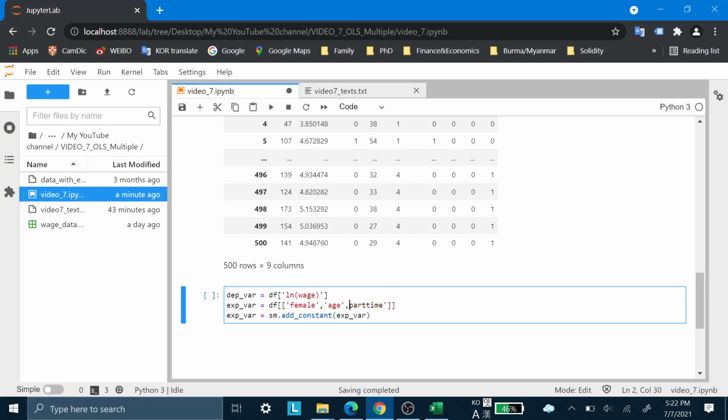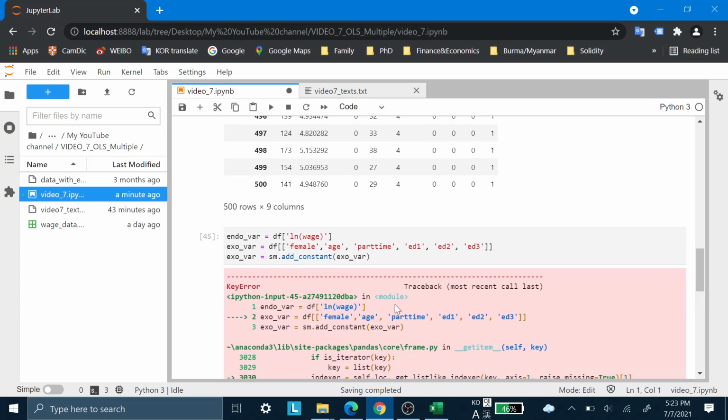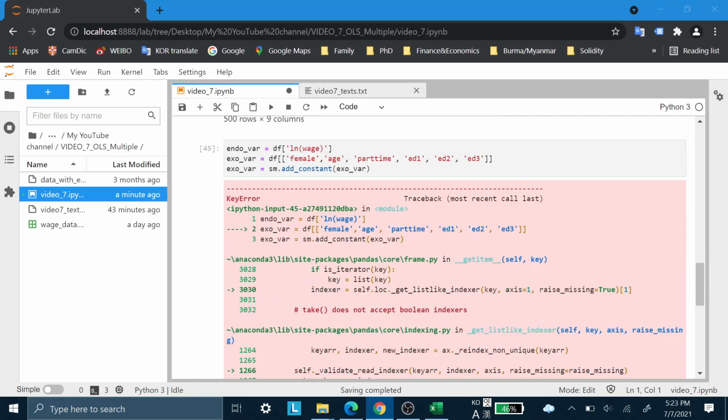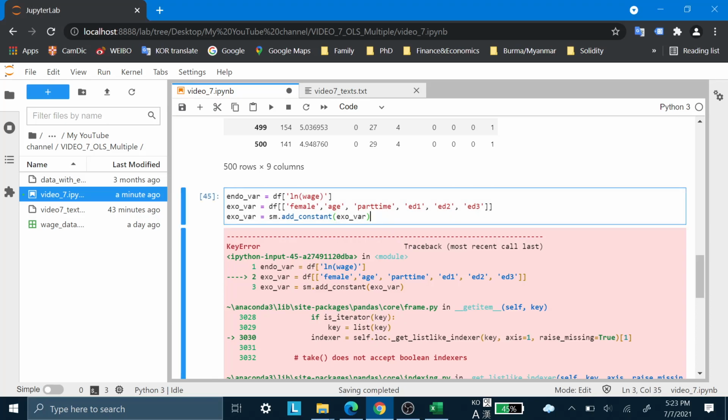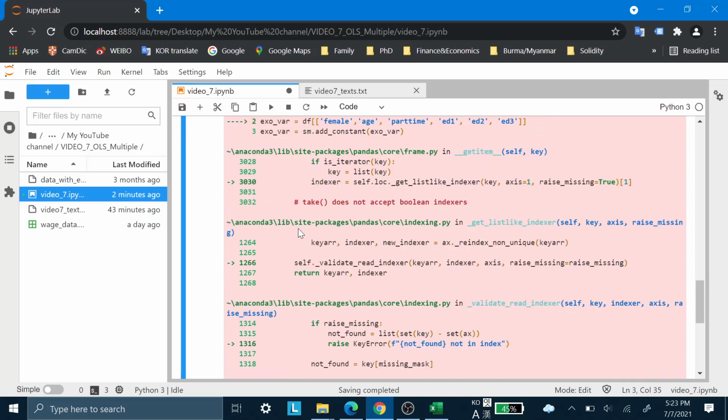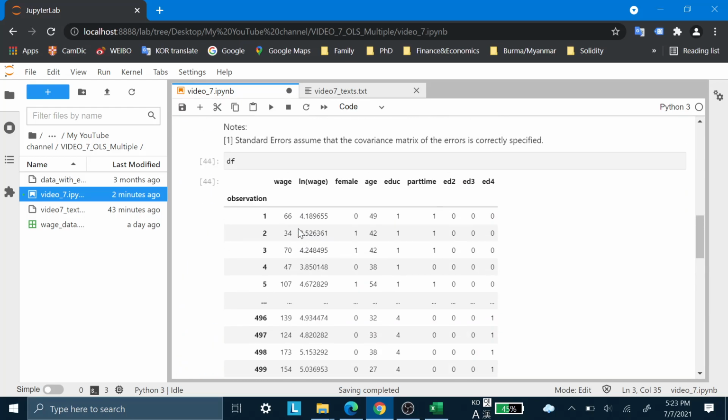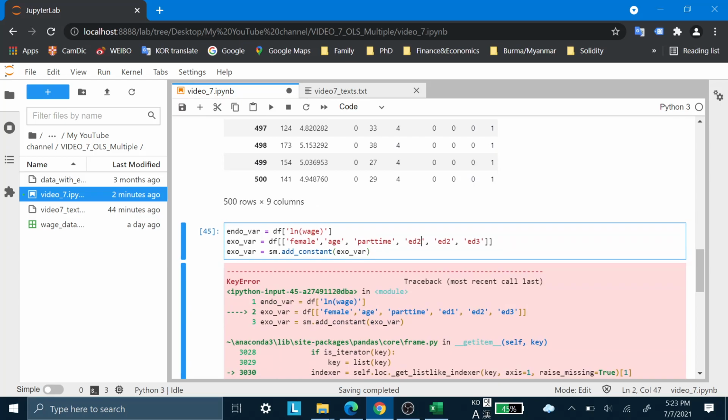So I will remove this education, and instead of this education, I am going to put ed2, ed3, and ed4. I need to change the name. So let's call it endo, and let's call it exo. Good. Oops, what is wrong here? I don't think anything is wrong here. ED1 not index, cannot be. Oh, sorry. Yeah, it should be ED2, ED3, and ED4. Awesome.